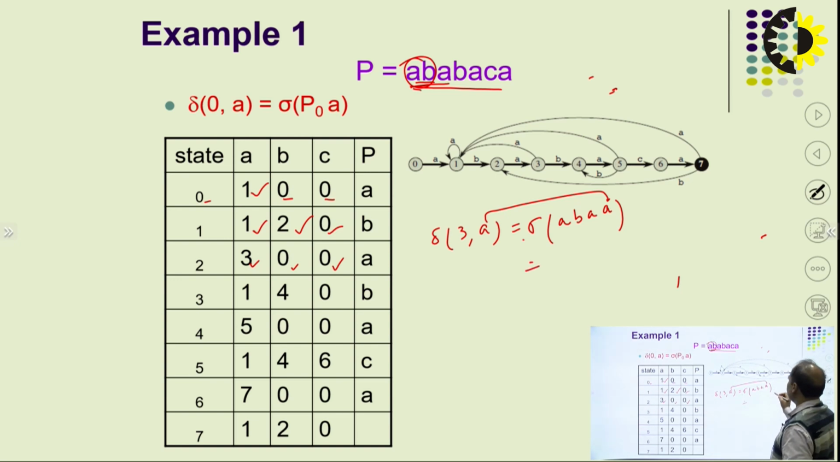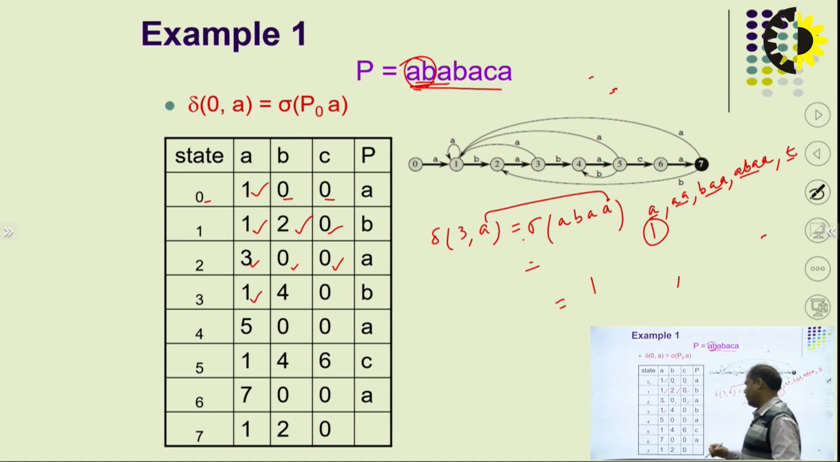So now its suffixes are a, then b a a, and then a b a. It has 4 suffixes, and of course epsilon is there by default. So look at them. A is a prefix, its length is 1. AA is not there, BAA is also not there, ABA A is not there, epsilon is there. So the longest suffix which is a prefix of P is A, whose length is 1. So this is why it is coming as 1.